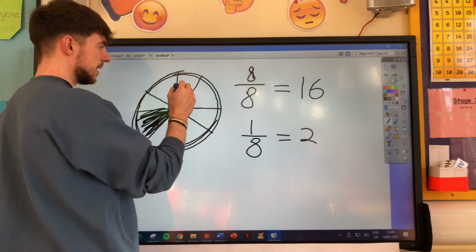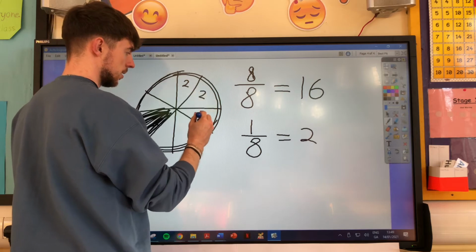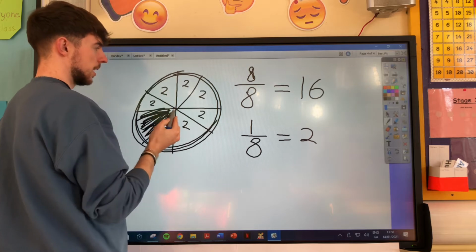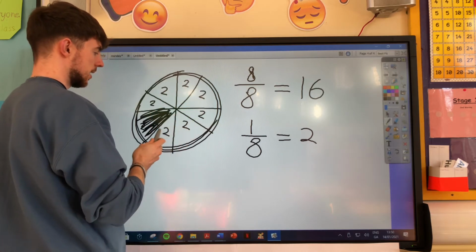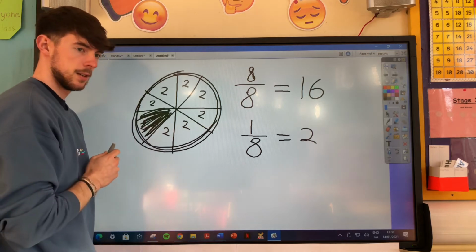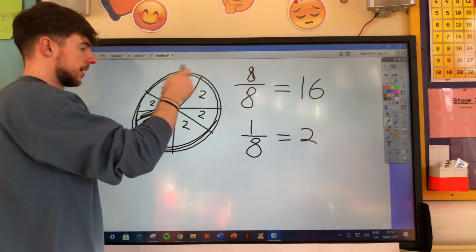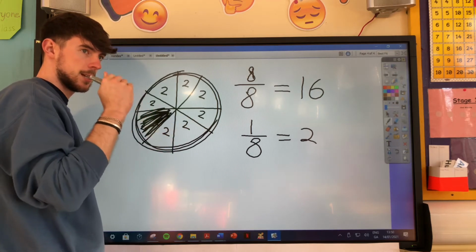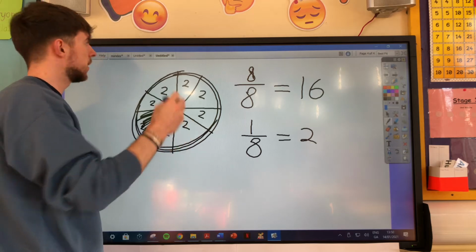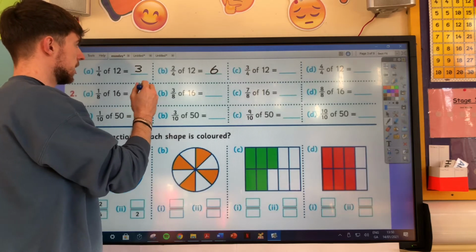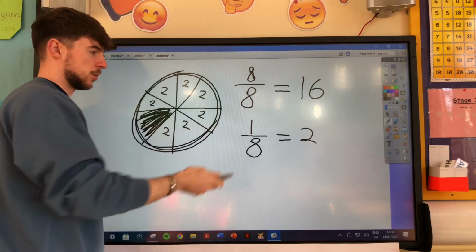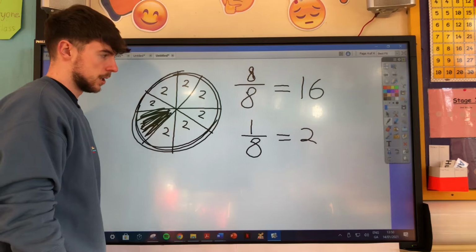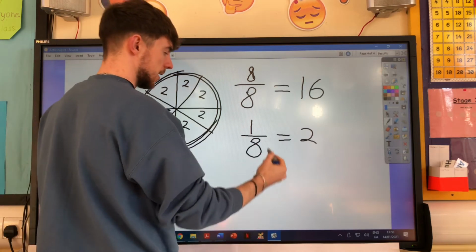So if we had each of these as 2, we'd have 2, 4, 6, 8, 10, 12, 14, 16. So we have 16 all together, but 1/8 is 2. Now, what if we want to find, for example, 3/8? How do we do that again? So we have 1/8. What do we do to 1/8 to get to 3/8? We have to multiply by 3, right?